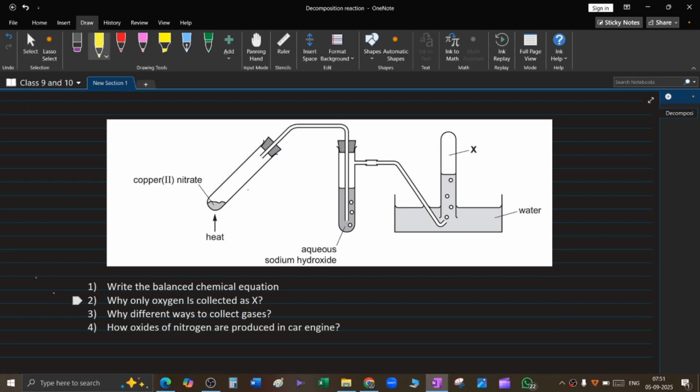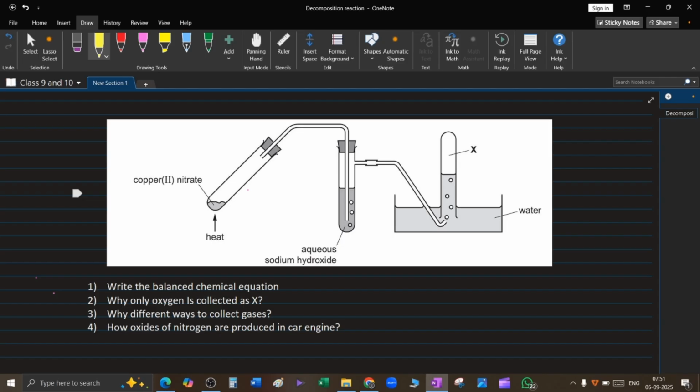A very nice question for class 10 students. Here the decomposition of calcium nitrate is being shown, and we know that when nitrates are heated, the salt gives two gases as products. One is nitrogen dioxide, the other one is oxygen.